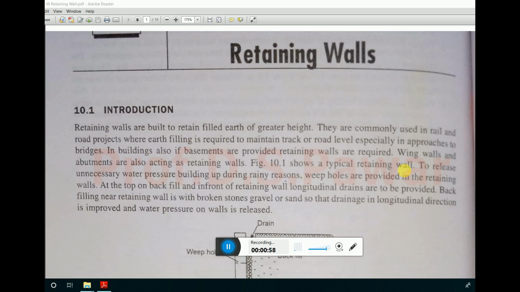And when you provide that much height of retaining wall, that much amount of soil you are going to resist. The retaining wall should resist and retain that amount of soil there. And to retain that soil we have to design the structure, and the structure is called a retaining wall.